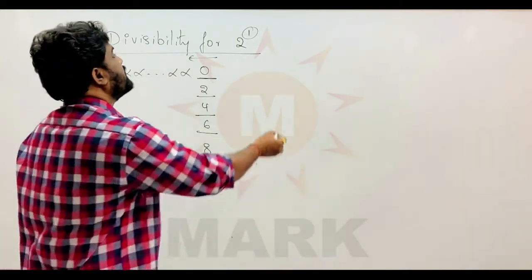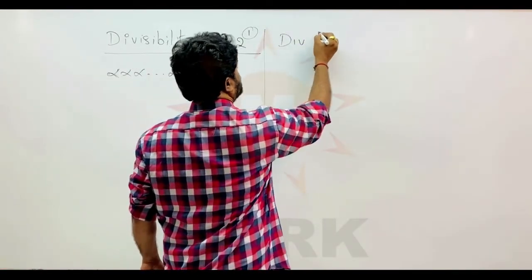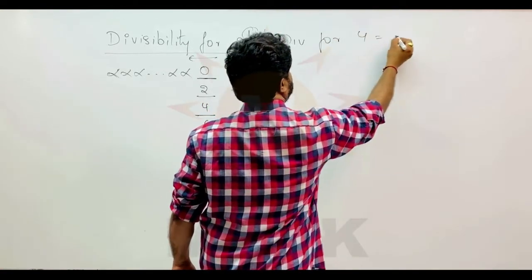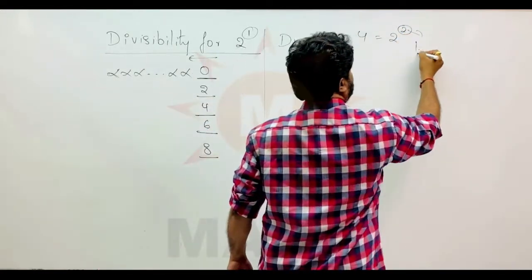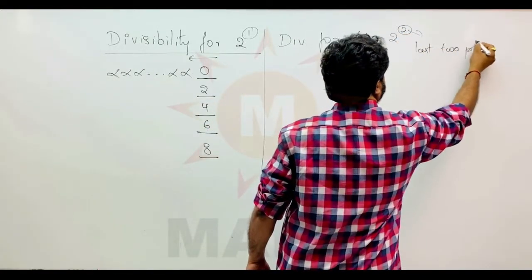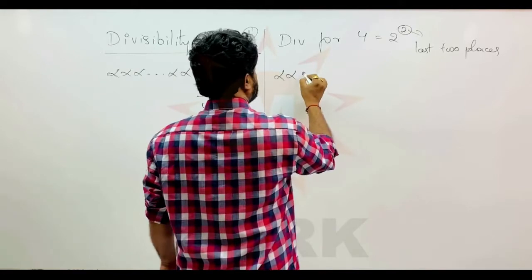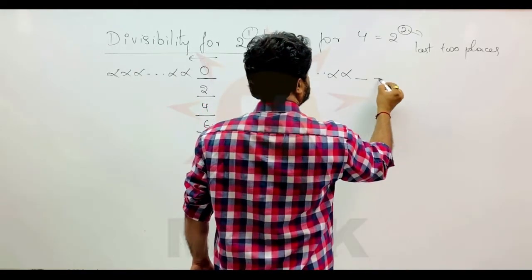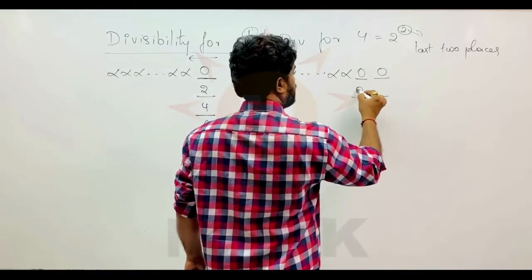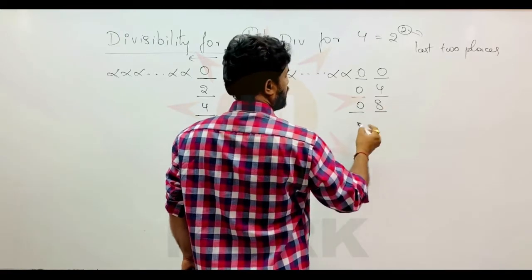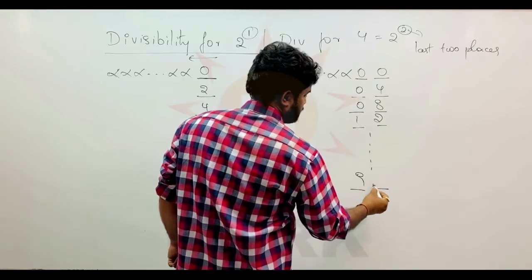In the same way, now the logic for 4 continues. That means the divisibility rule for 4. 4 can be written as 2 square, 2 is the power. That means the logic lies in the last two places. You take any number, any size, no problem. The last two digits will decide. If the last two digits are zeros, or it can be 04, or 08, or 12, and so on, up to 96.